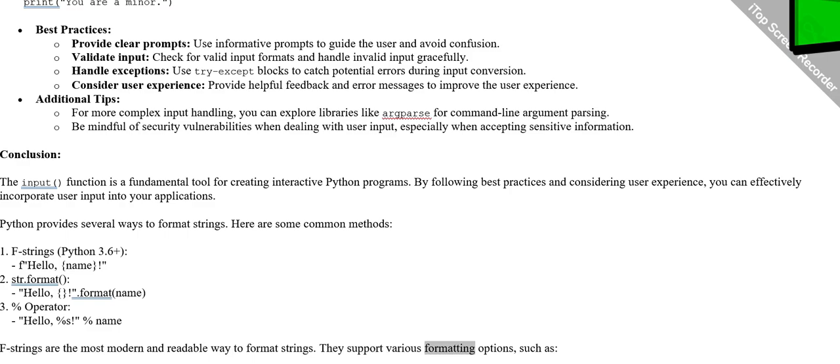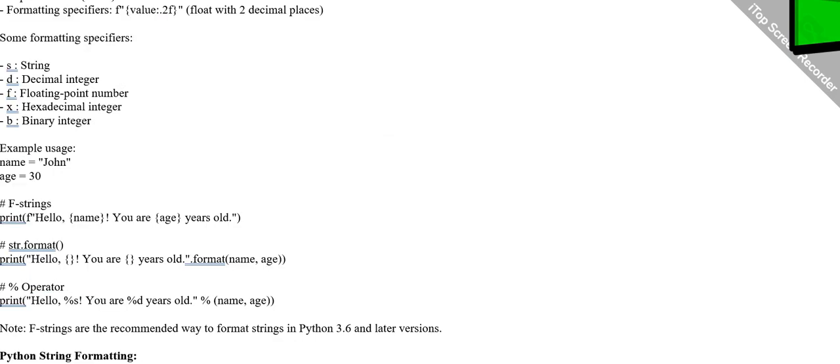They support various formatting options, such as variables, f"{name}"; expressions, f"{2 + 2}"; and formatting specifiers, f"{value:.2f}" for a float with 2 decimal places. Some formatting specifiers: s, string; d, decimal integer; f, floating point number; x, hexadecimal integer; b, binary integer.